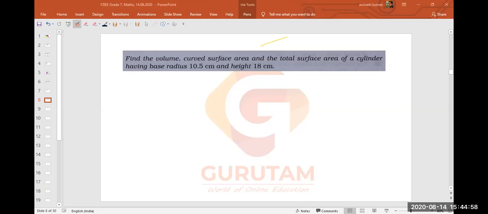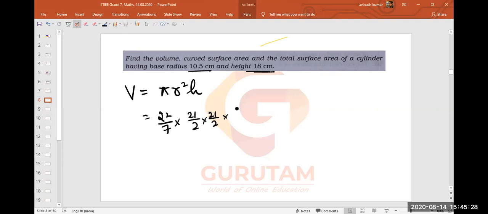Why are you doing it that way? Just apply the formula pi r square h. Okay, I will do it for you. Give me a moment. I will make you understand. Volume formula is pi r square h, right? Take it 22 by 7. Radius is 10.5, so write it as 21 by 2. 21 by 2, 21 by 2. And the height is 18 centimeters, correct?